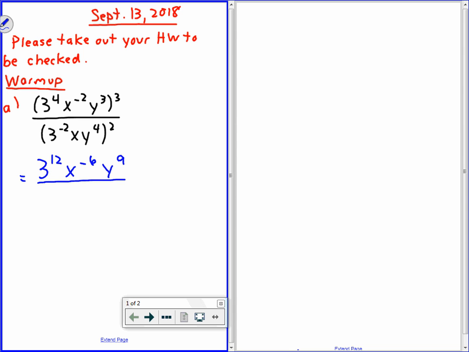Chastity, can you do the denominator for me, please? 3 to the power -4, x, 2, and y. Wonderful. I couldn't sneak that by you. For those that weren't here yesterday, if there's no exponent, there's an invisible 1 beside that there. So you just do -2 times 2 is -4, 1 times 2 is 2, and 4 times 2 is 8. It's come back for most people from yesterday, I hope.